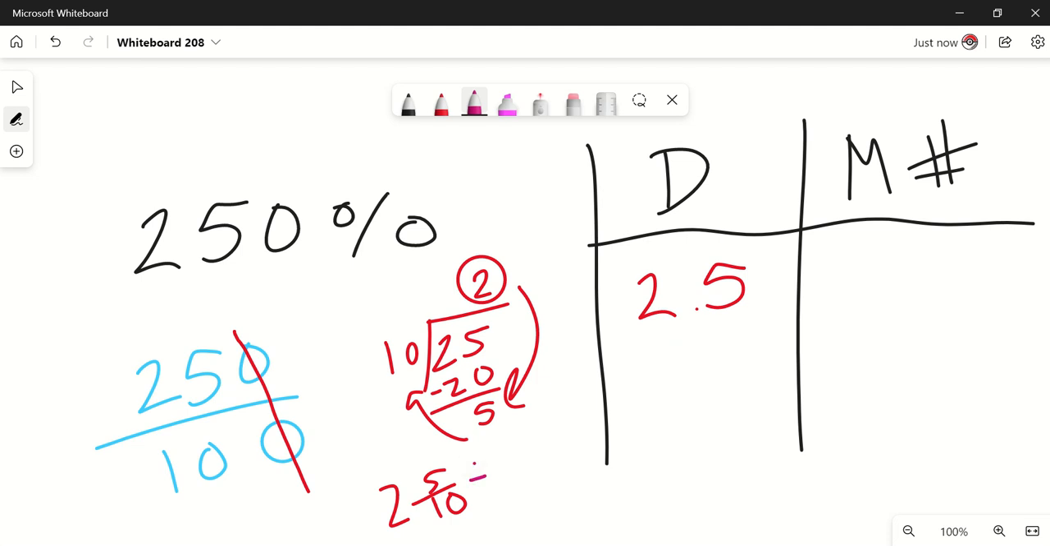5 and 10 both have a common factor of 5 because 5 goes into 5 and 5 goes into 10. When I divide 5 by 5, I will get 1. When I divide 10 by 5, I will get 2. So my answer for a mixed number is 2 and 1 half. And that is how I convert 250% into a decimal and into a mixed number.